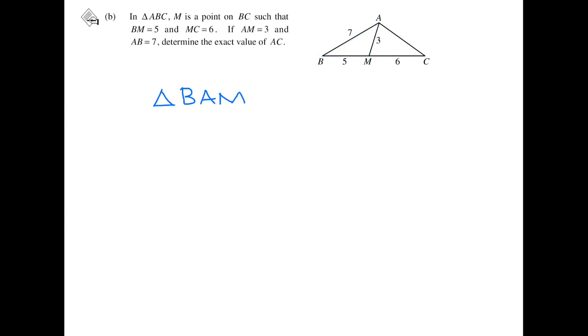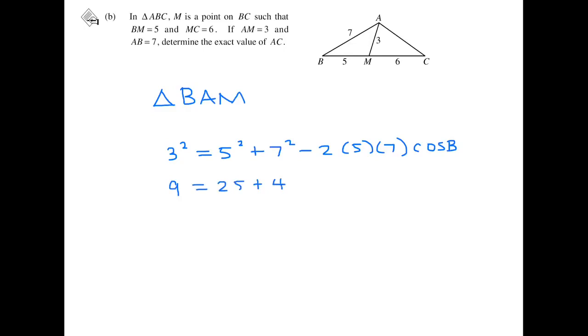So we've got 3 squared is equal to 5 squared plus 7 squared minus 2 times 5 times 7 cos B. All right? That's using the law of cosines. And therefore, we have 9 is equal to 25 plus 49 minus 70 cos B.